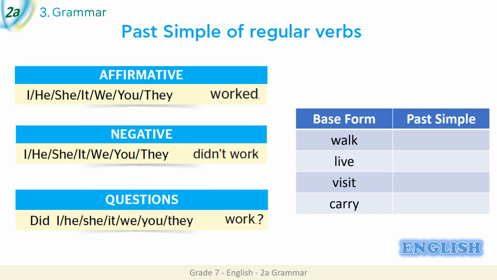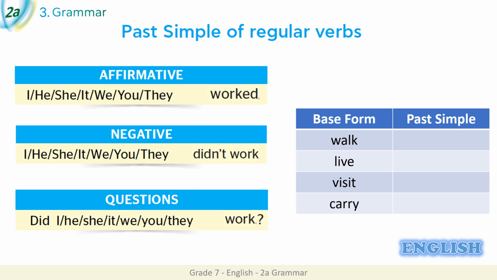Let's go into more details. Let's start with the past simple of regular verbs. Of course, as a note, we treat all persons the same. And by all persons, I mean I, he, she, it, we, you, and they. Now we have three forms: affirmative, negative, and questions. Let's start with the affirmative.